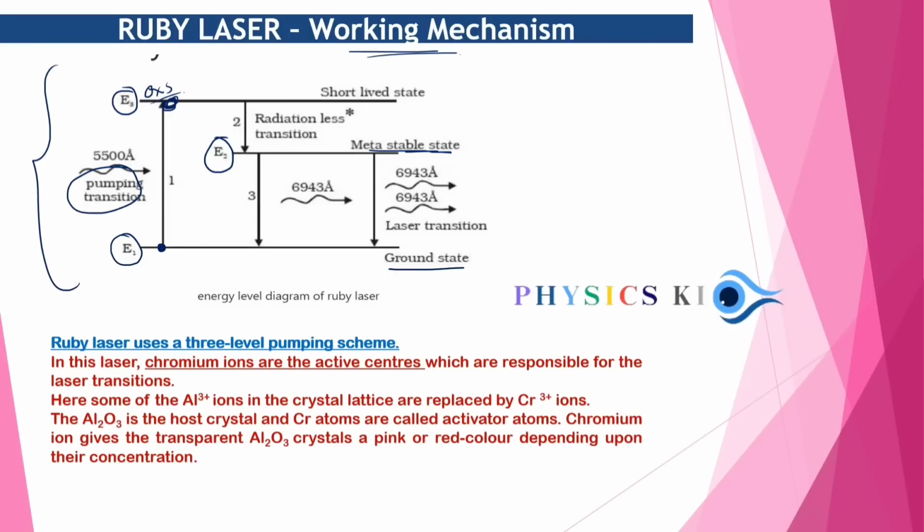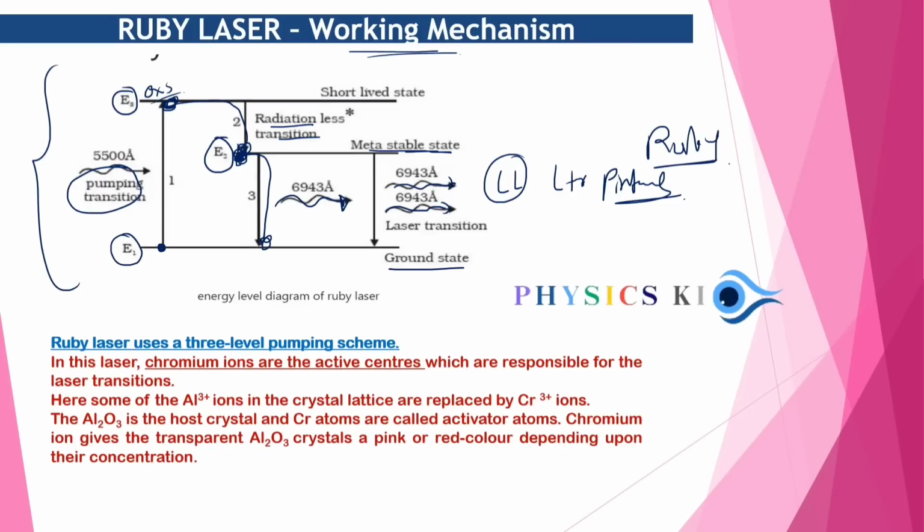Now what happens? Spontaneous emission occurs, that is a radiationless transition, and the electrons come to the E2 state. And here stimulated emission occurs, and the electrons come to the ground state. During this process, one external photon and another emitted photon are considered as laser light. The color is a little bit pinkish, and that's why it is called ruby. Got the idea? So this is your energy level diagram.